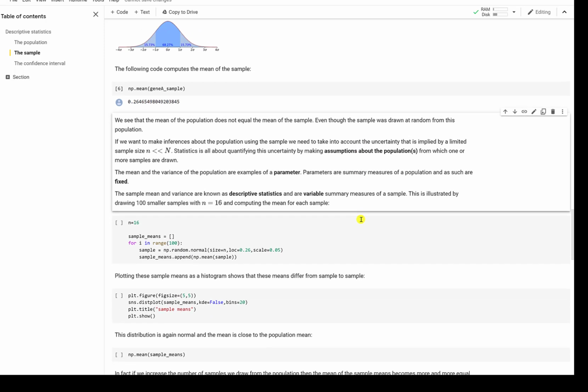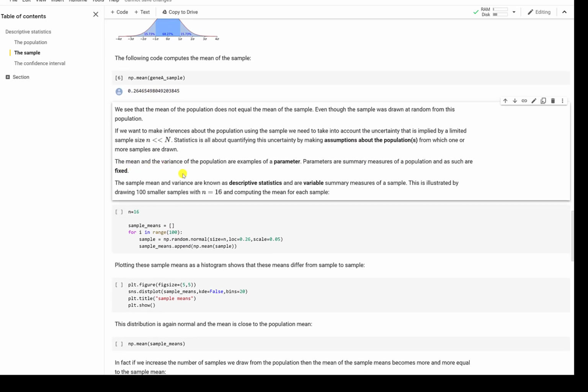So to recap, we now have the mean and the variance of the population. Those are examples of parameters. Parameters are summary measures of a population, and so they are fixed: one population has one fixed set of parameter values. Now the sample mean and the sample variance are known as descriptive statistics. We have parameters for the population and statistics for the sample, in this case descriptive statistics. And that's important, they are variable summary measures.